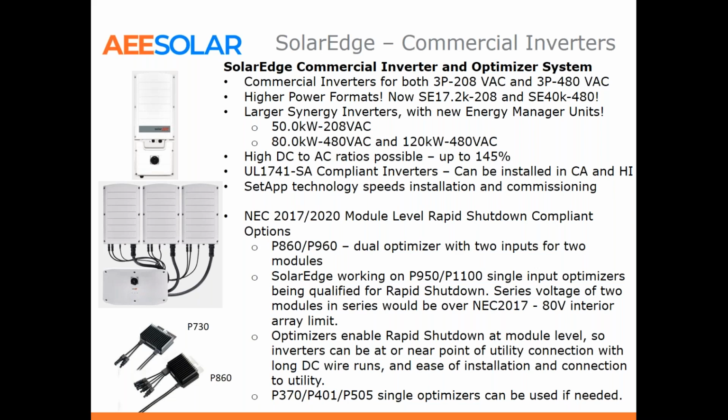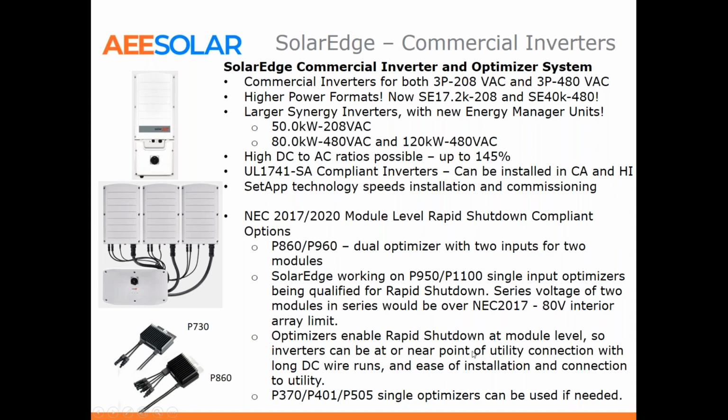The P860, P960 is typically used for these. As mentioned before, they're also working on the P850 and the P950 to qualify for rapid shutdown. And there's a new optimizer out there for higher wattage modules, the P1100. Those are all series string optimizers. So you plug 2 modules in series, and the positive on the one module goes into the optimizer, and the negative of the other one goes in. Currently, that's over 80 volts, but again, they're trying to get an exception to that 80 volt maximum limit applied, and we'll hear more about that probably in Q4 as well.